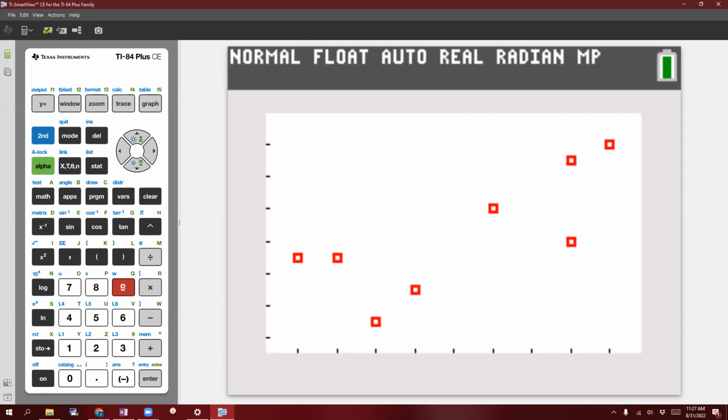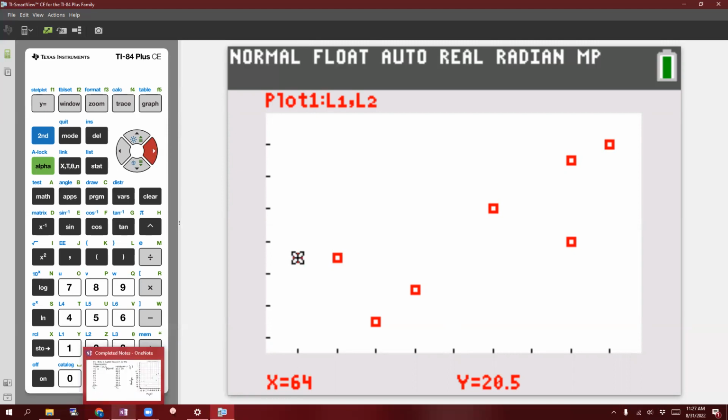And then you can go through and you can double check to make sure. If you hit trace, it'll give you all of the different points. And so you can go through and you can double check to make sure that your graph looks like the graph that your calculator produces. And that gives you a quick way of double checking to make sure you did it correctly. All right.